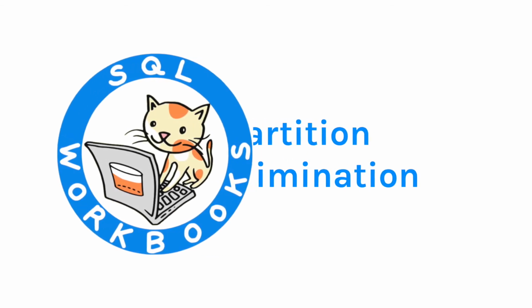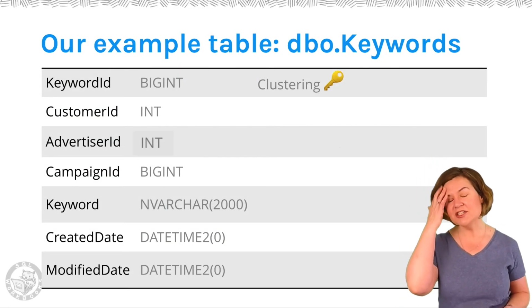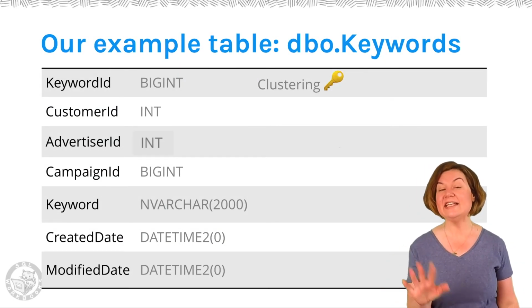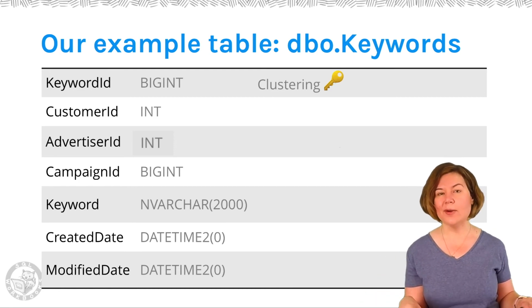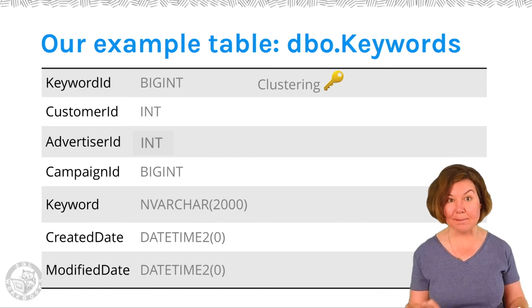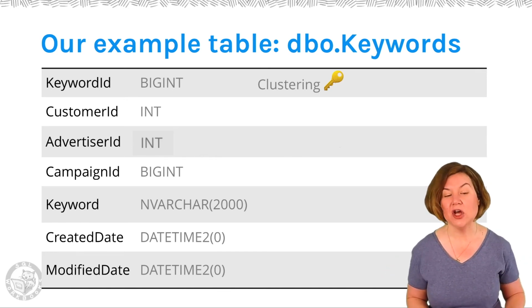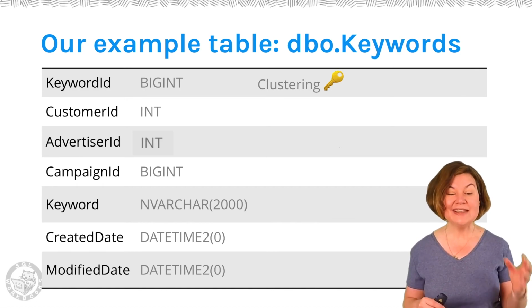First up, partition elimination. This magic partition elimination we hear about. We're going to talk through an example with an example table. Our example table contains keywords. So imagine we have a system where we're running some advertising and we let people set up campaigns, maybe to advertise on search engines. So we have a table that has keyword ID, which is a big int column.